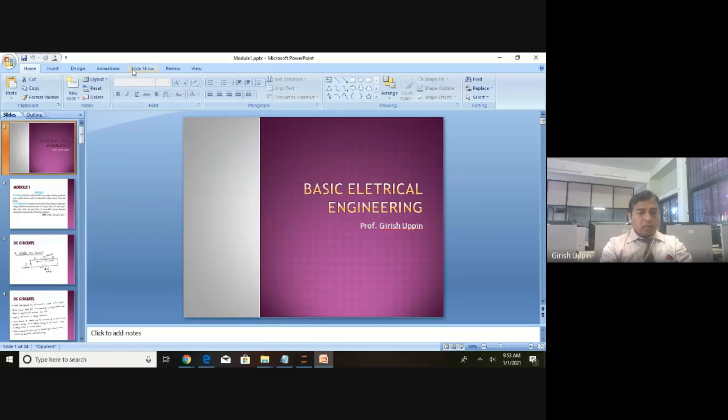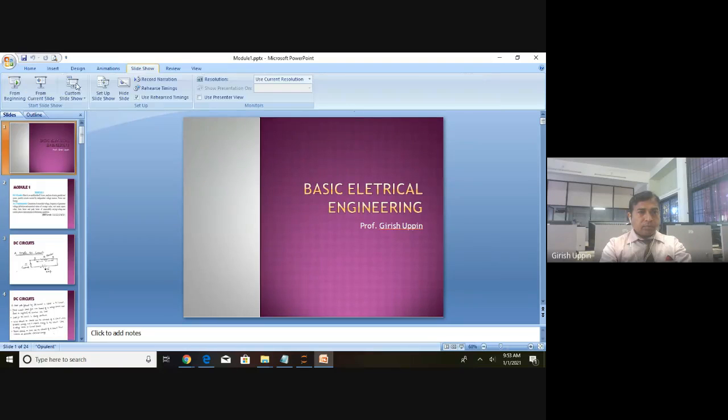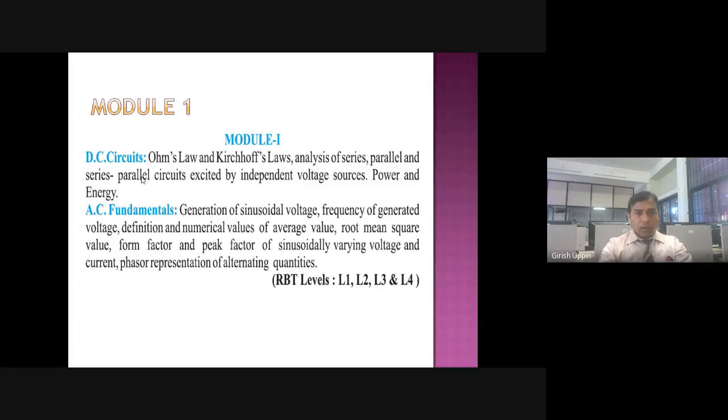Today we'll start with the first module. In the first module, we are going to learn about the DC circuits. In DC circuits, let us start with the syllabus: it starts with Ohm's law and Kirchhoff's law.